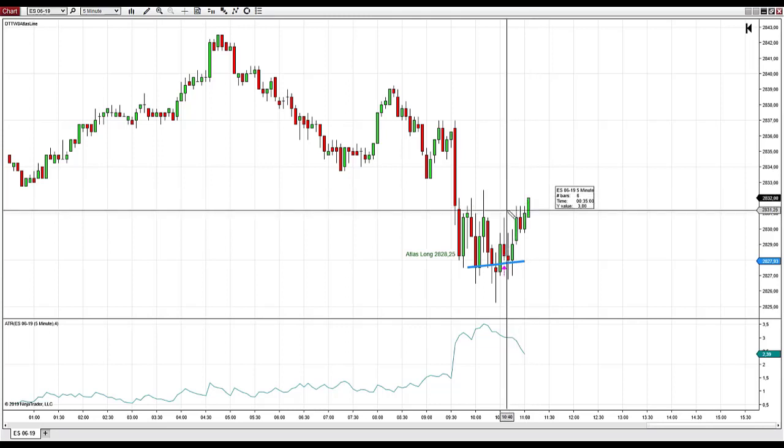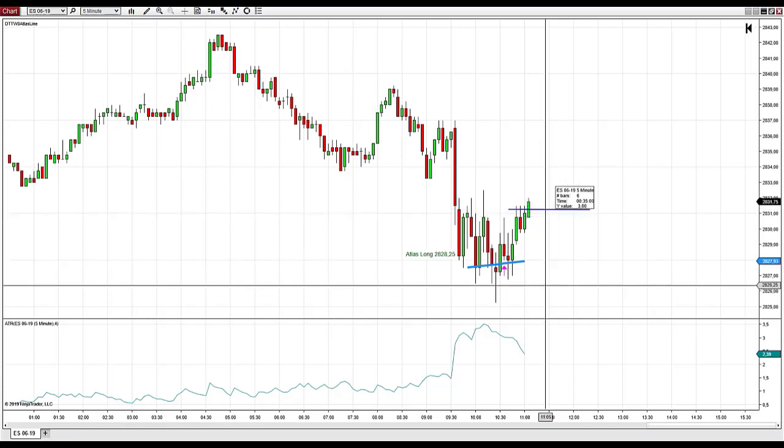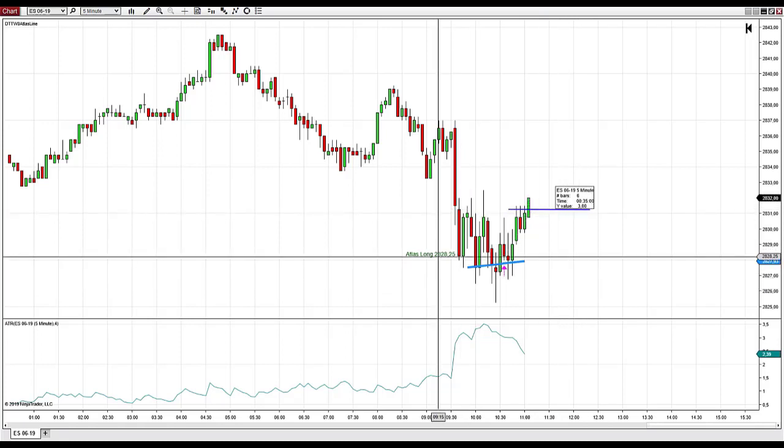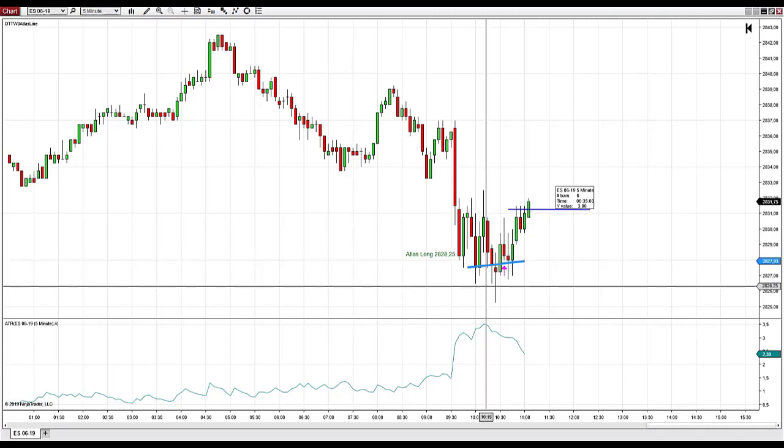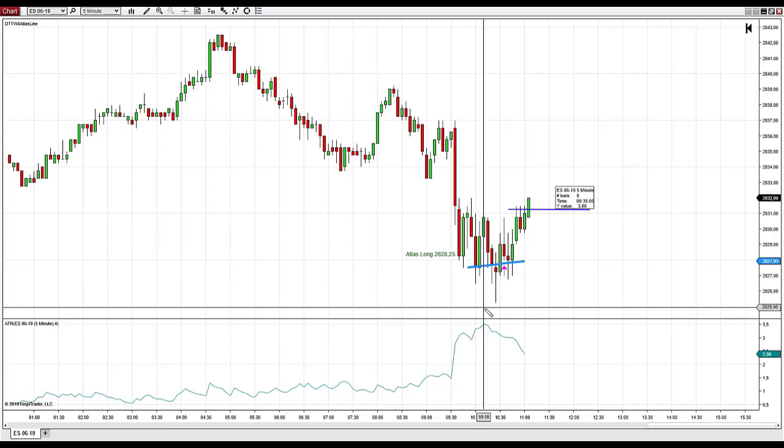It's automatically generated. The software also gives you these exact trading signals with the entry price. Like you see in the chart, it says Atlas long 28.25. That's the price you want to pay, where you want to enter as soon as you get the signal.